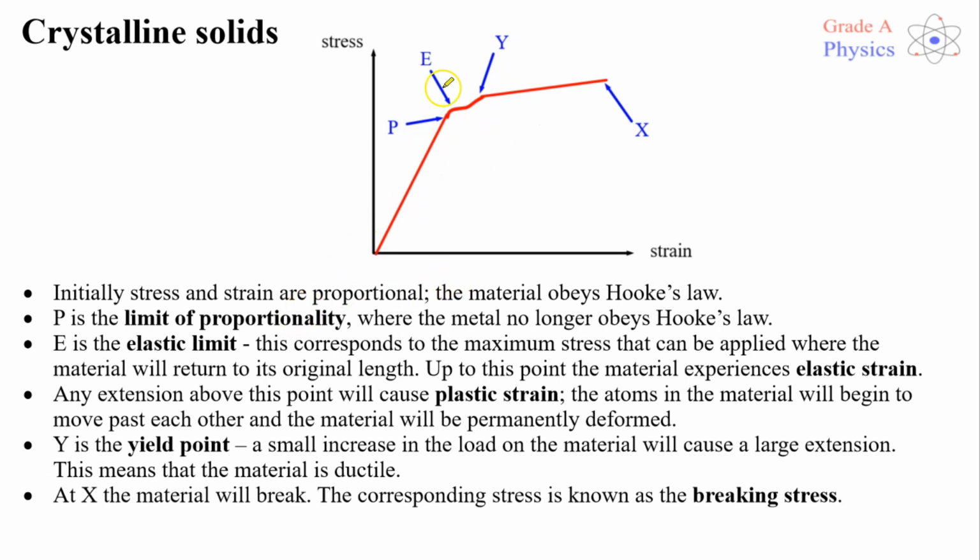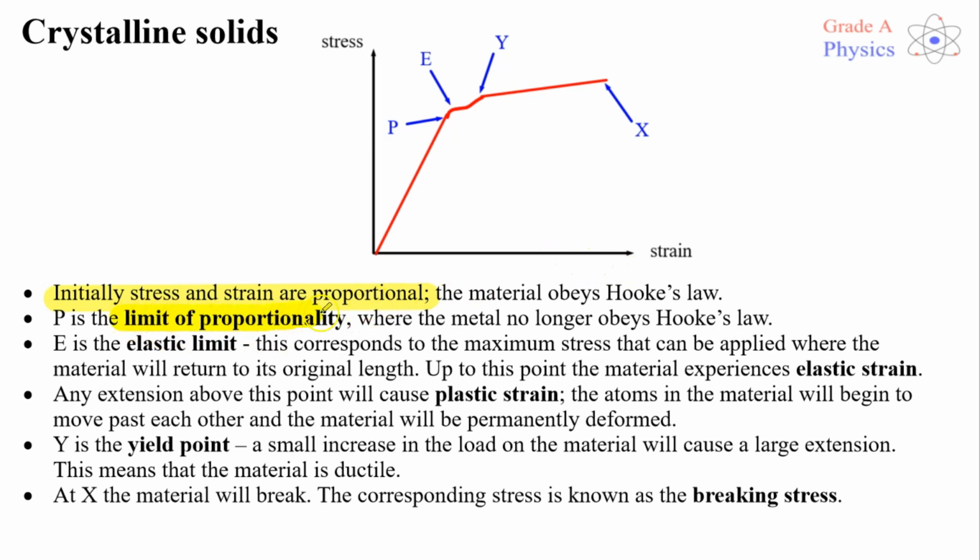So just to go through all the different stages here, you could get a question again, a 6-mark question, describe in detail what's going on, or label the points or the sections and explain what's happening. So we could say right at the start, the stress and strain are proportional, so it obeys Hooke's law. So we know what Hooke's law is: stress is proportional to strain, or force is proportional to extension.